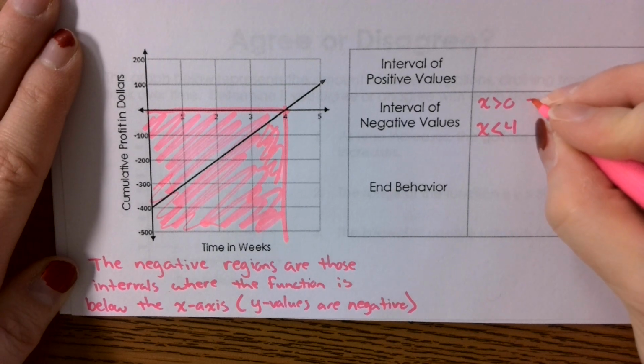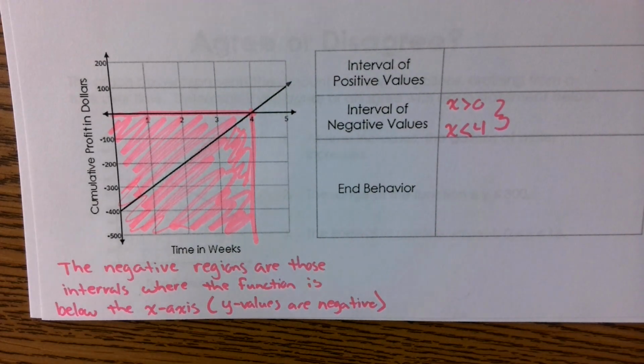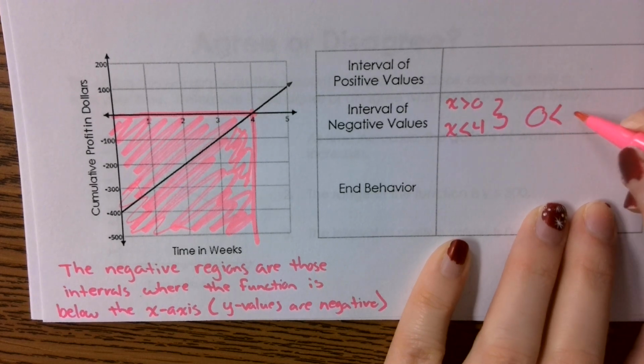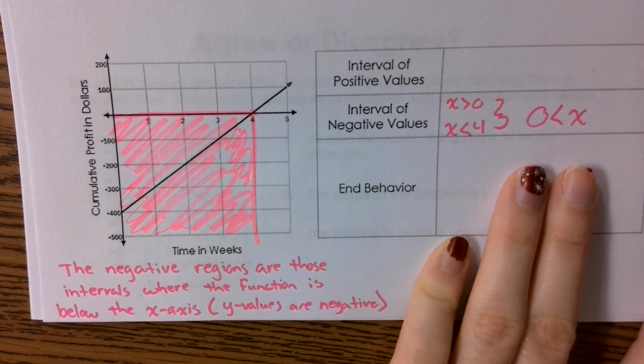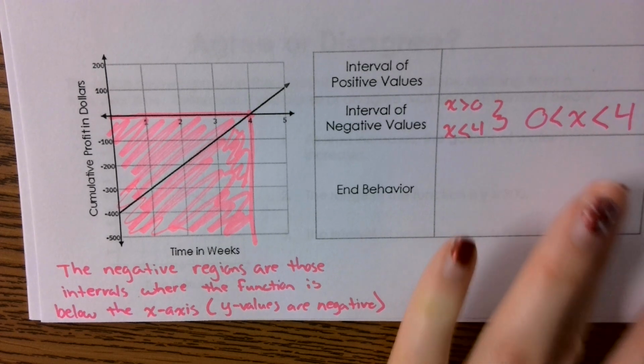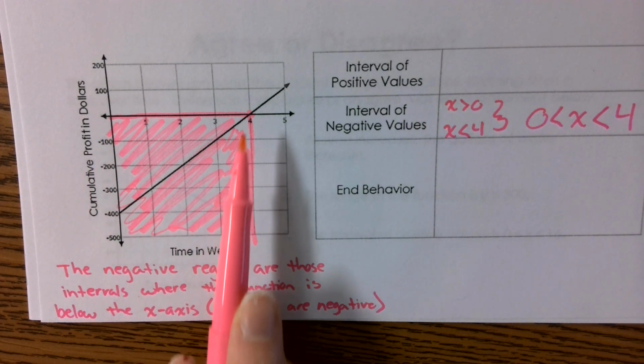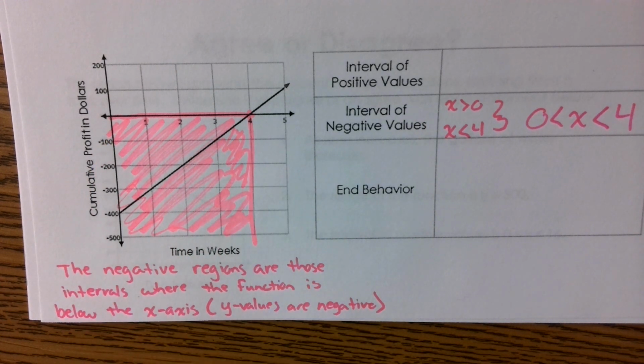Who can raise their hand and tell me again, how would we write this as a compound inequality? X is greater than 0, but less than 4. How's that going to be written? Eker? 0 is less than x, which is less than 4. 0 less than x, less than 4 is what your compound inequality is going to be. So at any point when x is greater than 0 and less than 4 is where our negative region is going to take place.